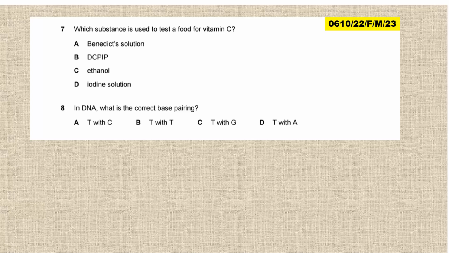Let us look at this paper 2, variant 2, February-March 2023. Which substance is used to test for vitamin C? What is used to test for vitamin C is DCPIP. Question 8, in the DNA, what is the correct base pairing? TT, no. TC, no. TG, no. So it's TA.